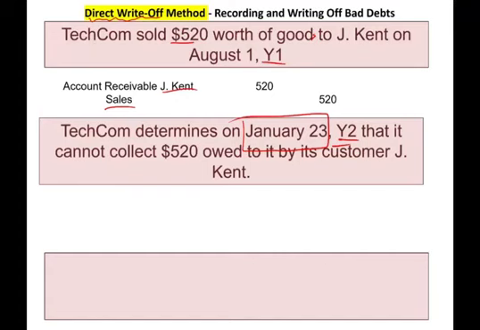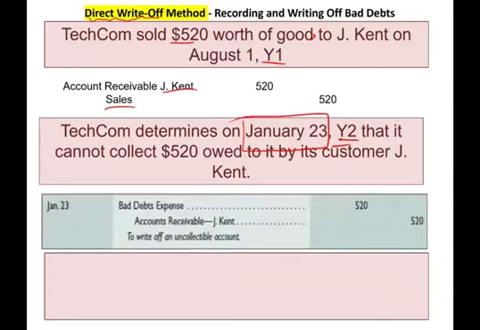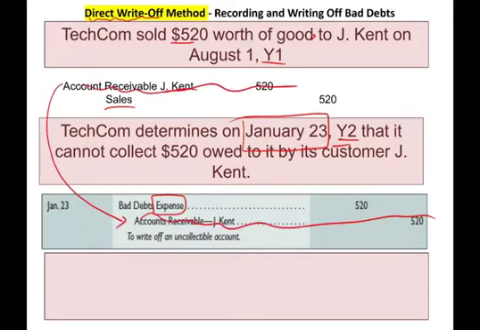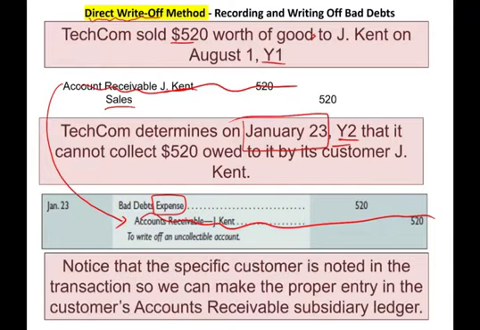So listen to me carefully. When did we decide to do so? It's when we determine that we can no longer collect the account. Therefore, at this point, we will debit an expense and we will remove the accounts receivable. Basically, J. Kent receivable is gone. So this is basically the direct write-off method. Very simple, straightforward method. We notice that the specific customer is noted in the transaction, so we can make the proper entry in the subsidiary ledger. Simply put, we took J. Kent out.